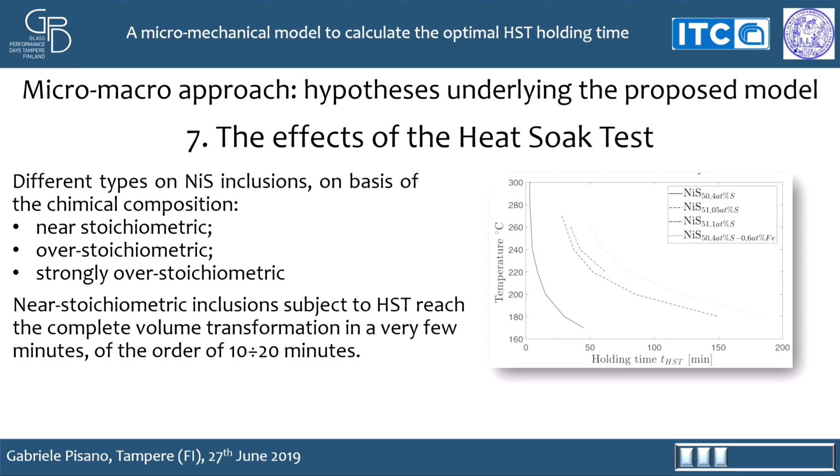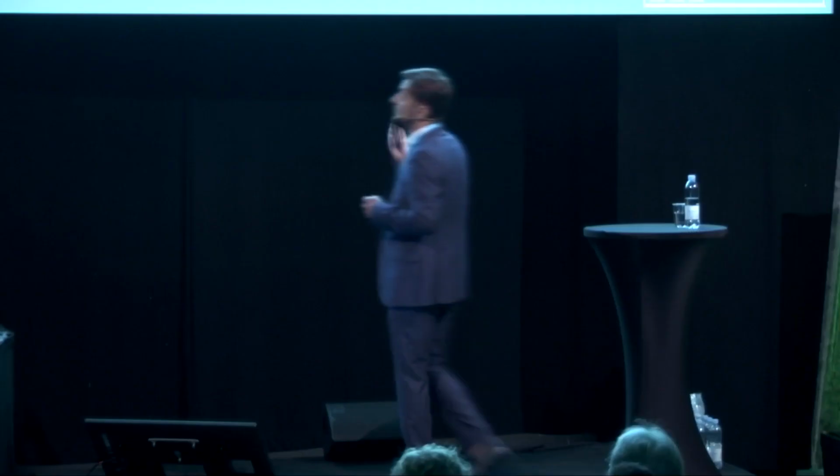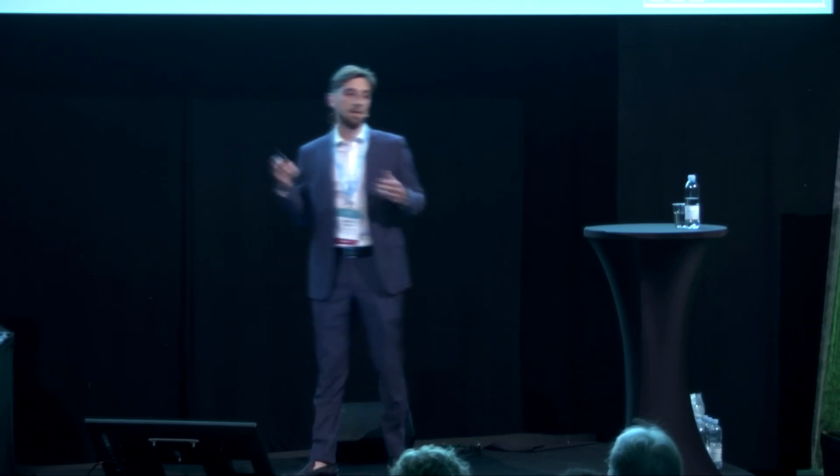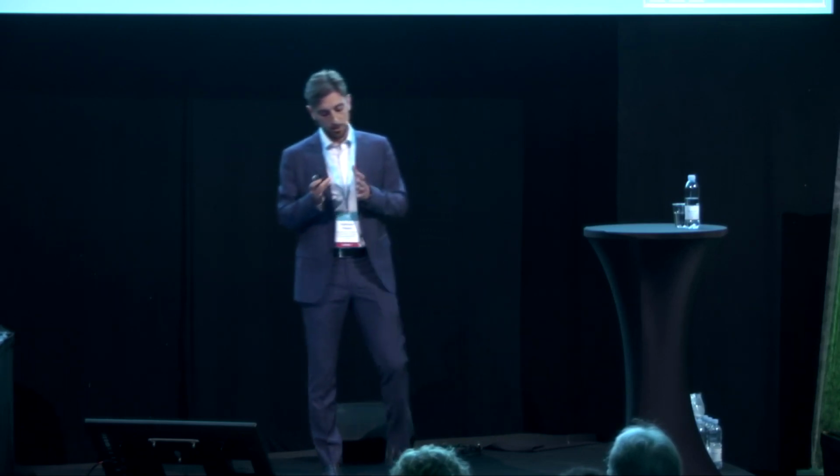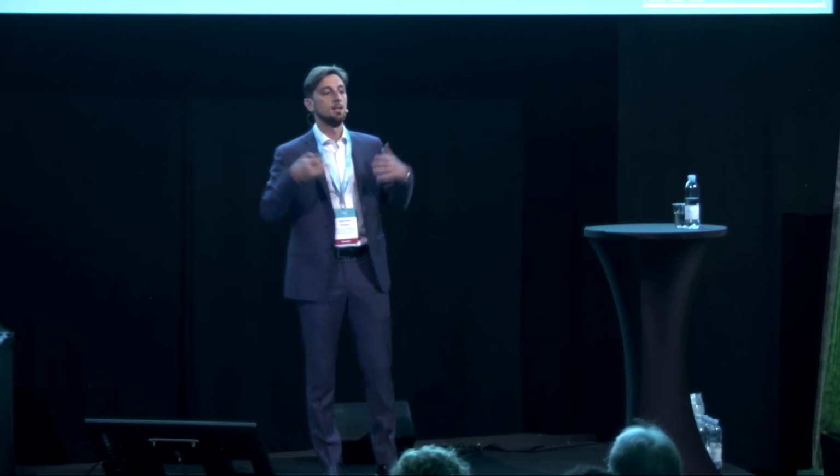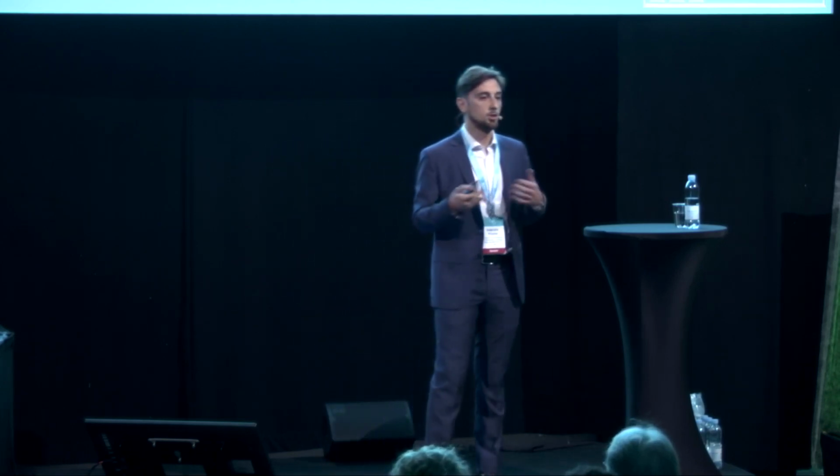And this is why we here neglect the presence of strongly over-stoichiometric inclusion. The main difference from the mechanical point of view between the near and the over-stoichiometric inclusion is that the transformation is very rapid for near stoichiometric inclusion, of the order of 10-20 minutes for the time of the heat-soak test, while it is much slower for over-stoichiometric inclusion.